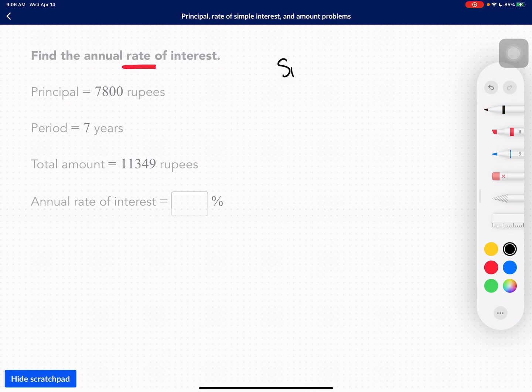So for simple interest, there are a few things that we need to know. To calculate simple interest, the interest is equal to the principal, which is the starting amount, times the rate, times the time. And the time represents how much time the principal has been either borrowed or invested in a savings account or something like that. That's what the time represents.